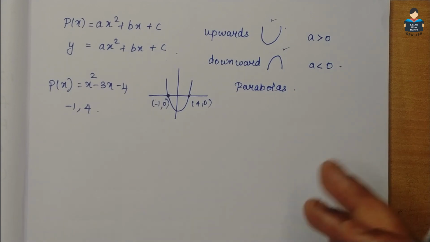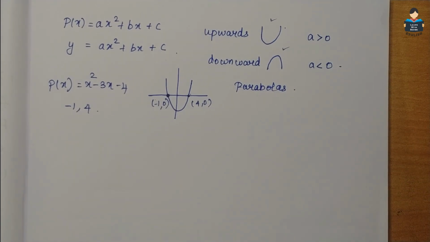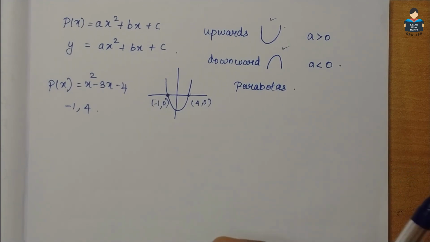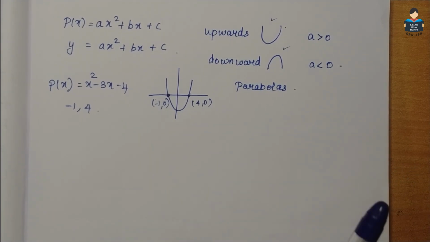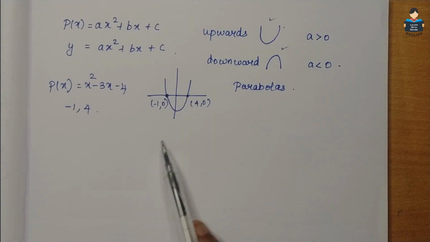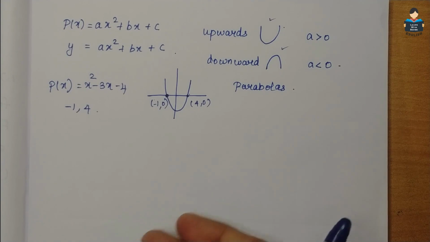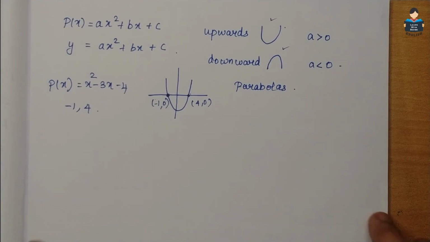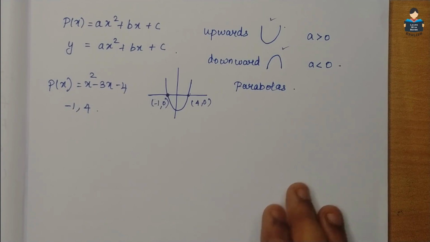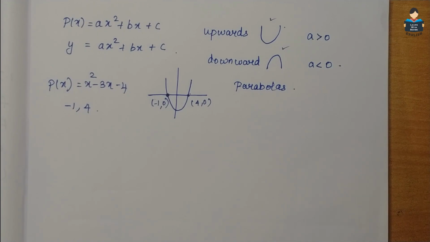So when a graph is given and they ask to find the zeros of that polynomial, then we have to check the points of intersection at the x-axis and find the zeros. And this is the introduction part of the exercise 1.1, and in the next video we will be covering the exercise. Thank you.